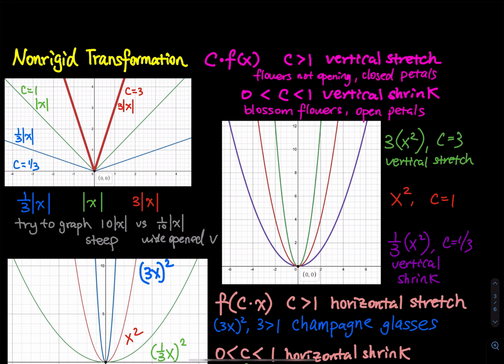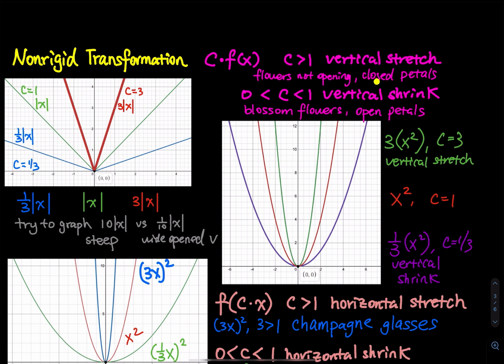So let's take a look at what I wrote on top. You have c times f of x. That means you have a function, whatever that is, the parent function, and you multiply by a quantity. If that quantity is greater than 1, just like the 3 times absolute value of x and the 3 times x squared, that creates a vertical stretch. Another way to describe that is like the flower is not opening, the petals are closed.